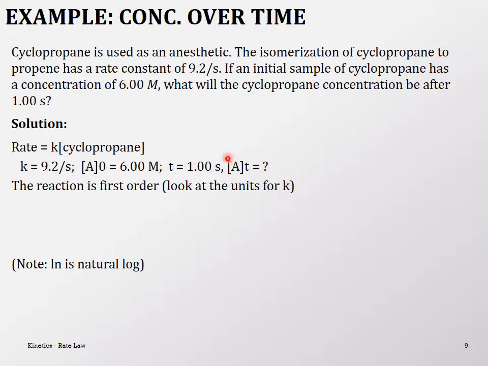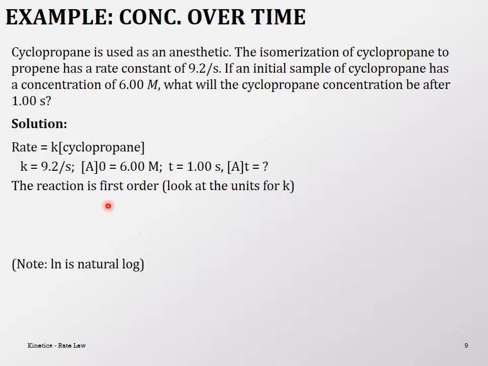So what is the final concentration? That's what the question is. K is given to us. K is 9.2 per second. And we can look at the units for all of the Ks and see what order this reaction is, because that will help us determine which equation we need to use.